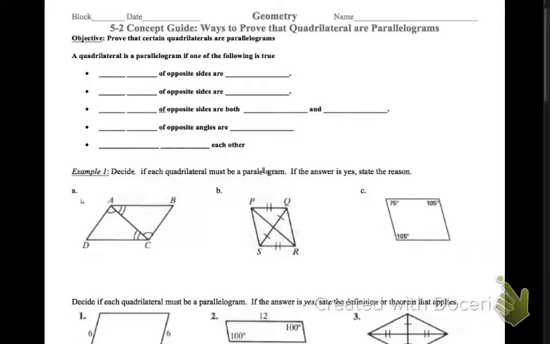Hey everybody, it's time for section 5.2, ways to prove that a quadrilateral is indeed a parallelogram.